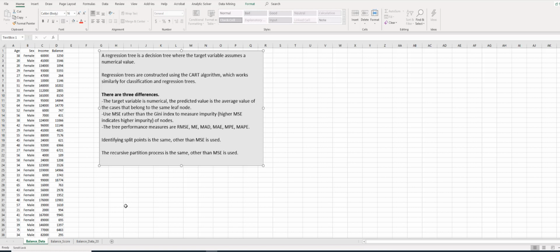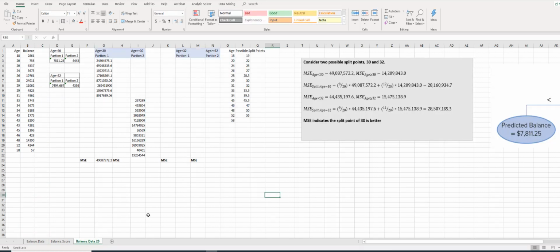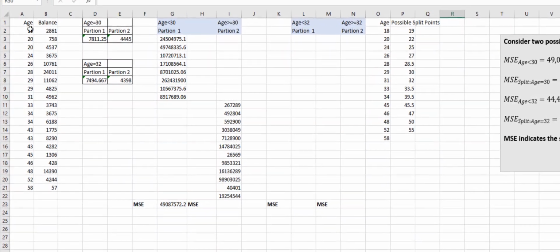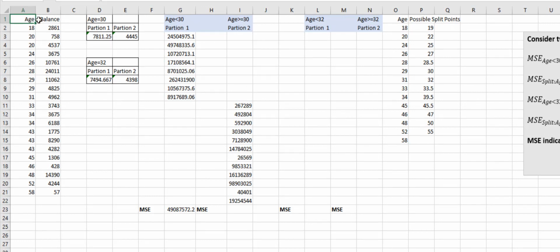Before building a prediction tree, we first learn how to identify possible split points using a smaller dataset. Therefore, here on the screen, you see a small dataset of 20 randomly selected bank customers from the balance data worksheet. And now we will select the optimal split for the age variable based on the mean square error impurity measure. Here I sorted the age variable in ascending order, and also I copy pasted this age column here in column O. And in this column, I deleted multiple occurrences of the same observation. And we are going to use midpoints between the consecutive values of age to determine possible split points.